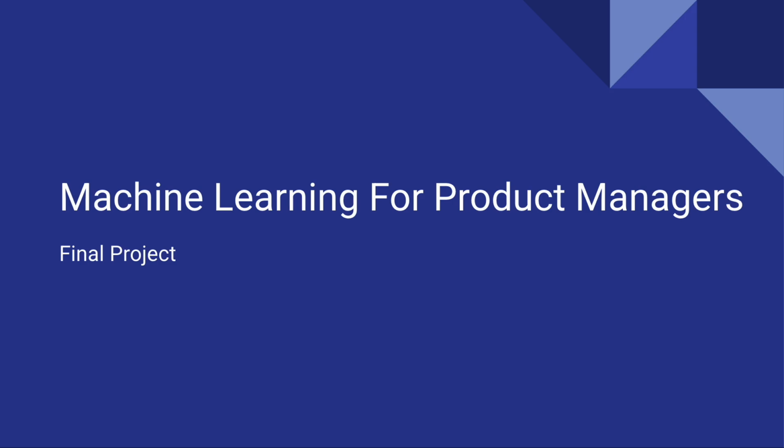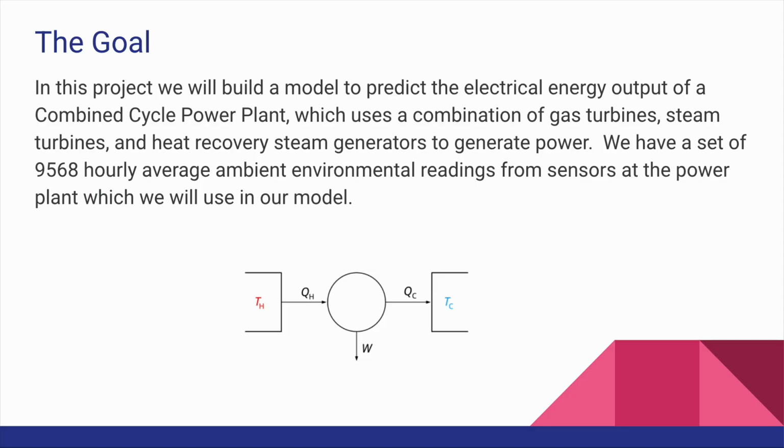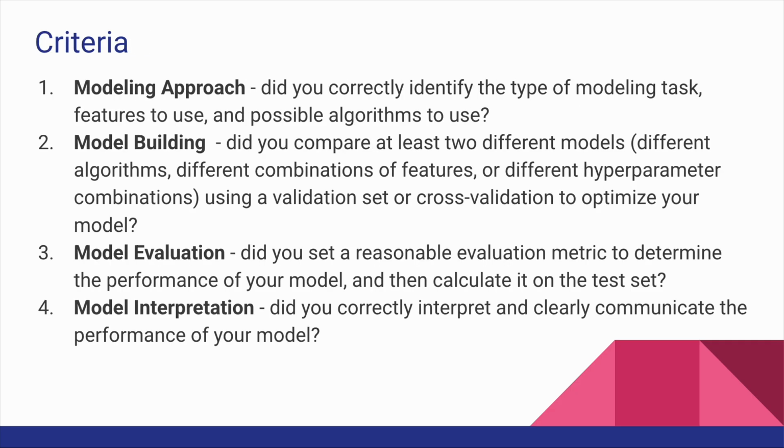I'm Noah Ralston, and this is my final project for the Machine Learning Cert for product managers. The goal of this project is to build a model to predict the electrical energy output of a combined cycle power plant using readings from the sensors at the power plant.